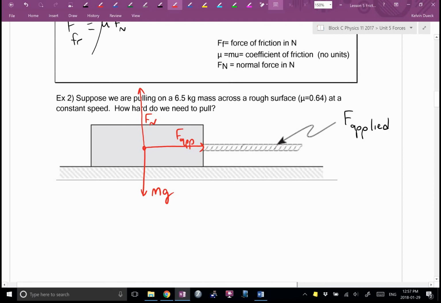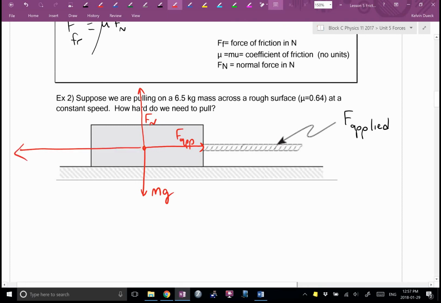And in this question, there is friction. How do I know? Because they gave me a mu. Which way is this block sliding? To the right? So which way am I going to point friction? Look up. Don't write this down.